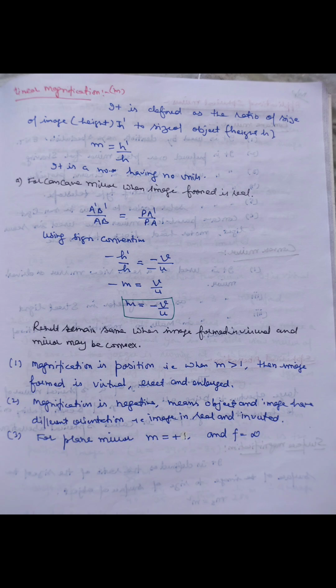The ratio of the size of the image to the size of the object is called linear magnification. It is denoted by small m. m is equal to minus v upon u. For a plane mirror, m is equal to plus 1 and f is infinity.